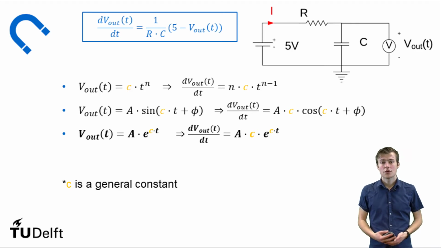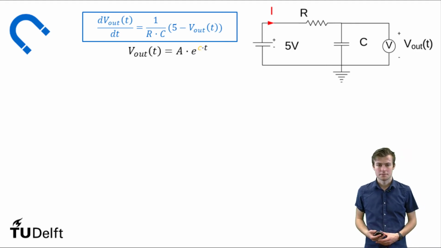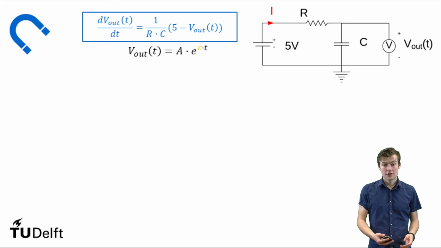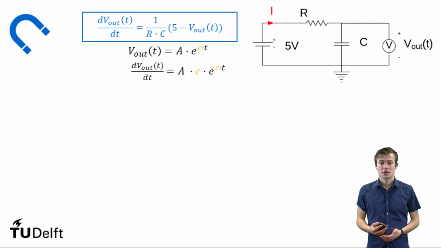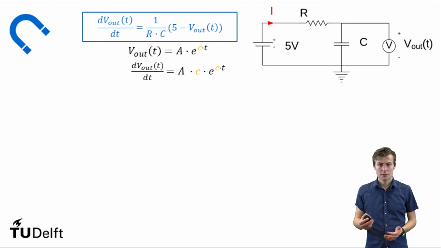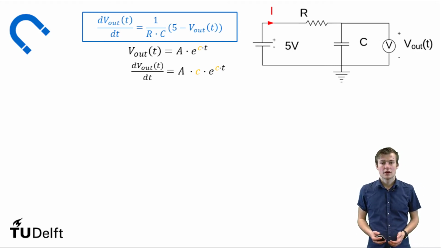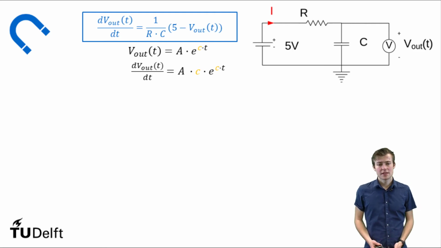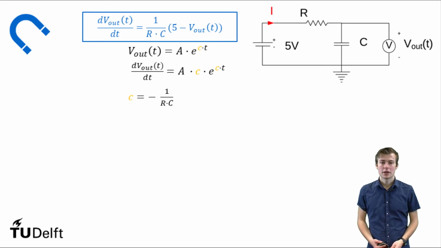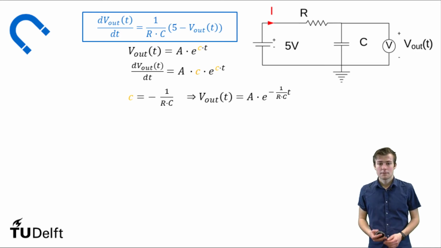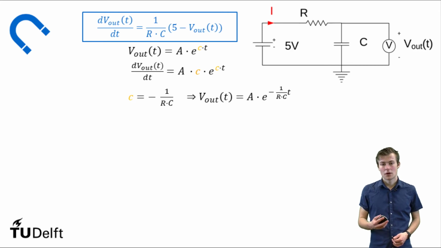So V out is equal to a times e to the power ct. If we differentiate it, we get that the derivative of V out is a times c times e to the power ct. And if we look at our differential equation, we see there is a coefficient before V out, and this coefficient is minus 1 over RC. This means that c is equal to minus 1 over RC. If we fill this into our equation for V out, we obtain that V out is a times e to the power minus 1 over RC times t.